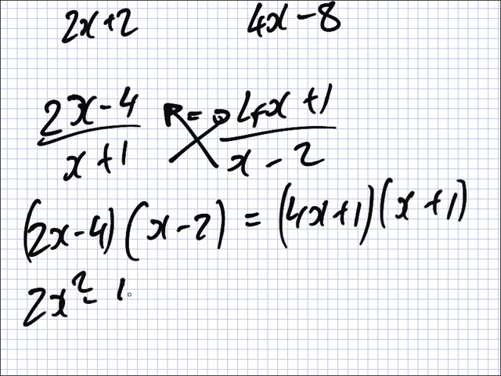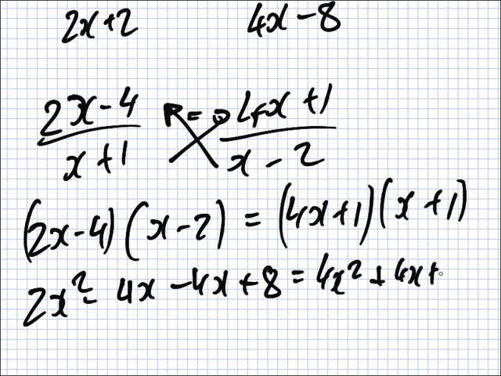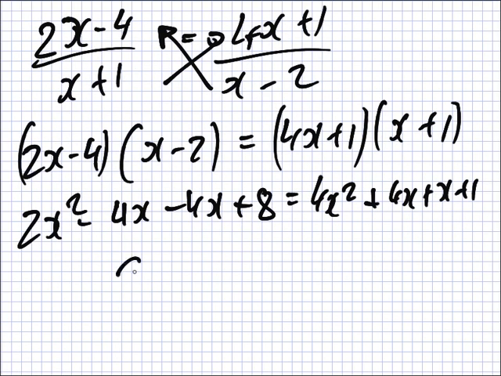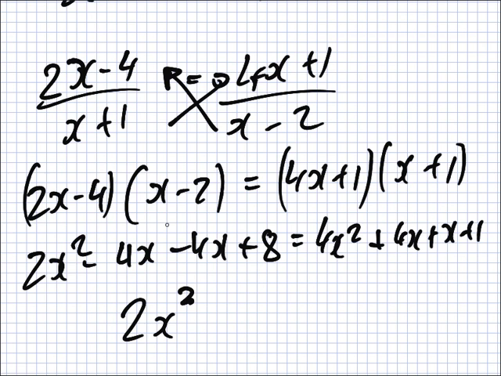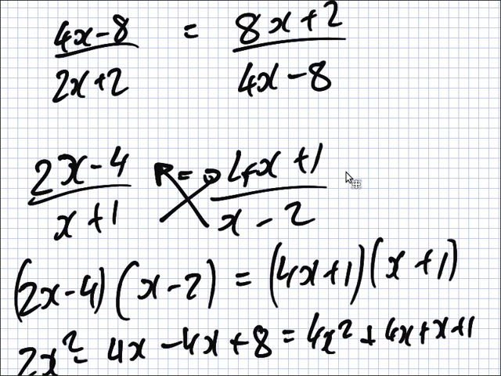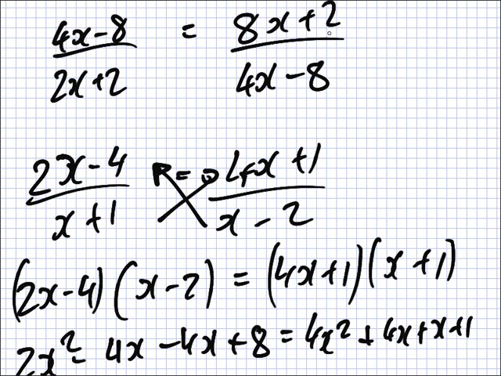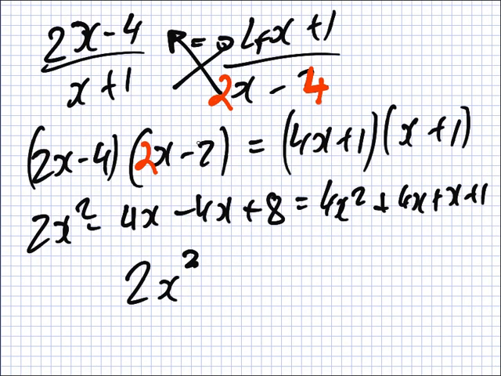So I get 2x squared minus 4x, isn't it? Minus 4x again, plus 8 equals 4x squared plus 4x plus x plus 1. If I take everything to the right, I get 2x squared. There's some problem. What did I do wrong? Oh! It should be 4x plus 1 over 2x plus 4, not what I wrote. Disgraceful. 2x and 4, isn't it? Yeah. Thank you. So that should have been 2x and that should have been 4.